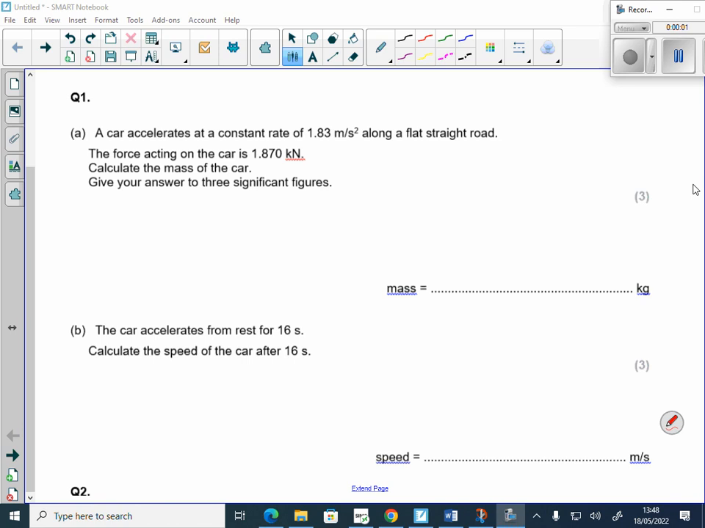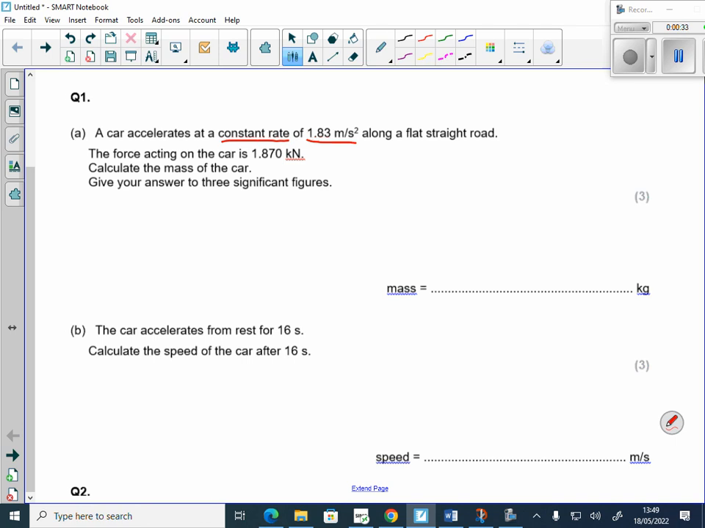Today we're looking at a relatively simple question relating to mass, acceleration and force. So we're actually looking at Newton's second law, which is shorthanded to F equals ma, or force is mass times acceleration. So if we look at the question, the car is accelerating at a constant rate of 1.83 meters per second squared. That's important if using F equals ma. The fact that it's constant rate means we can use F equals ma. If that wasn't the case, we couldn't.